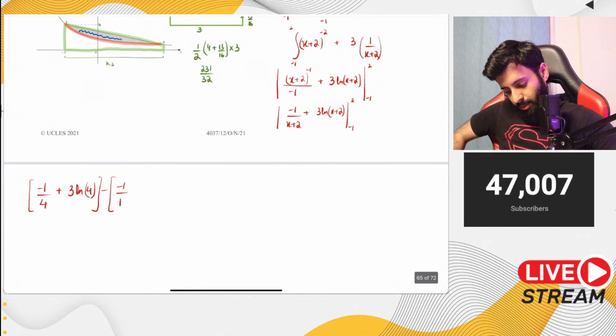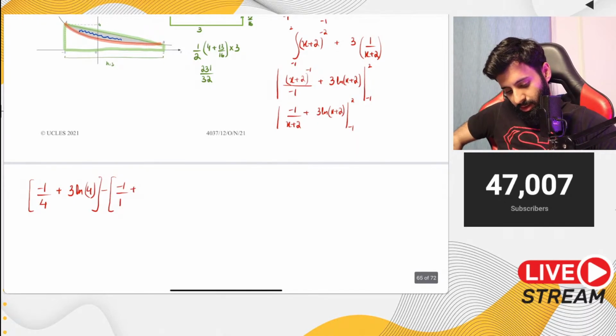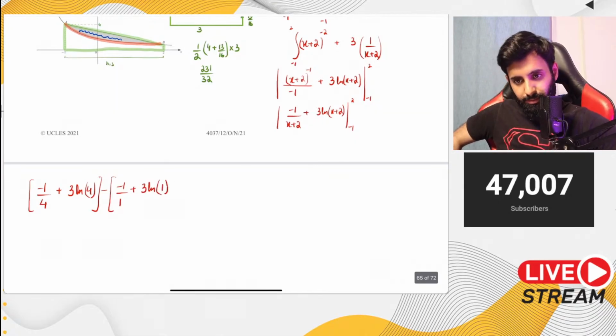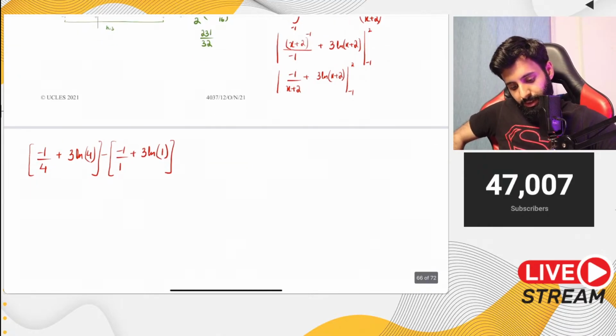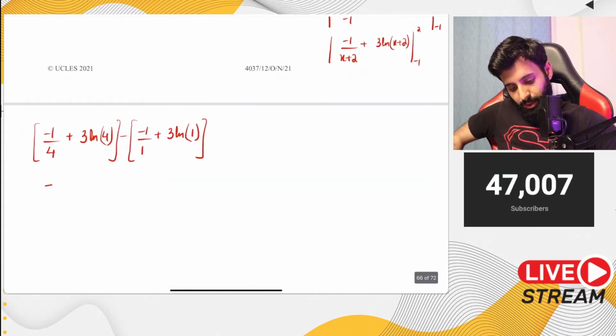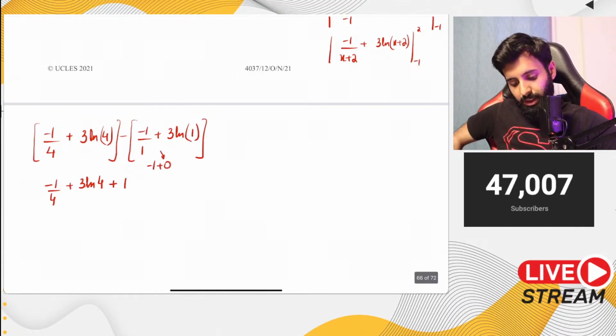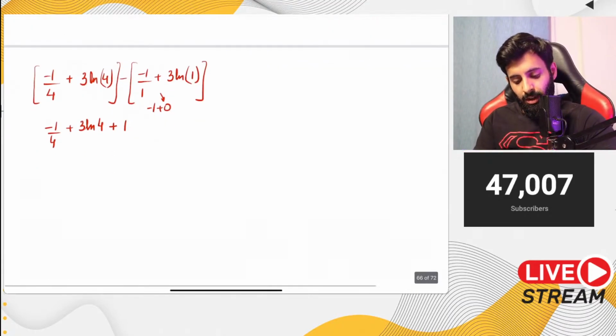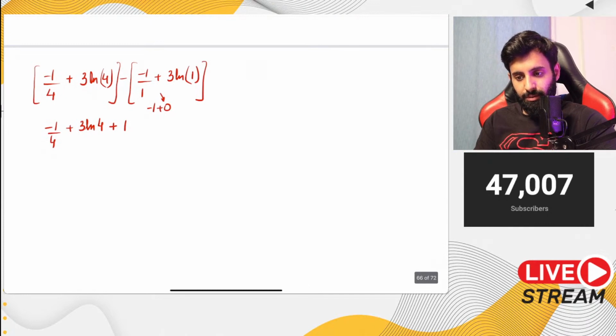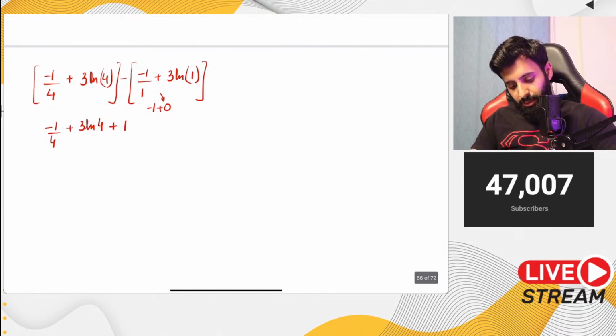And then you have plus 3 ln (minus 1 plus 2), which is ln 1. There you go. Okay, now let's simplify this. See what do we get? Minus 1 upon 4 plus 3 ln 4, plus 1, because minus into minus, so basically this will become minus 1, plus 0. Why 0? Because ln 1 is 0. So now that's why we have the plus 1. Okay, so now minus 1 divided by 4 plus 1 is 3 upon 4. So that means this is what we're looking at, 3 ln 4 plus 3 upon 4.